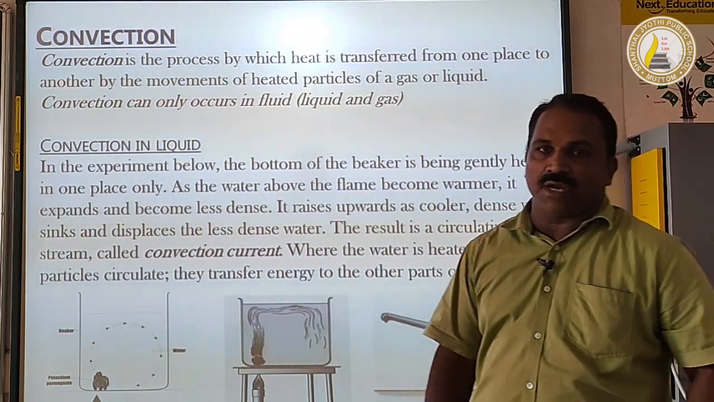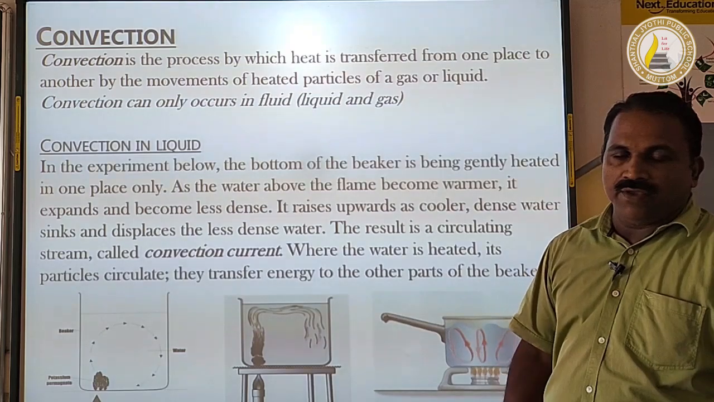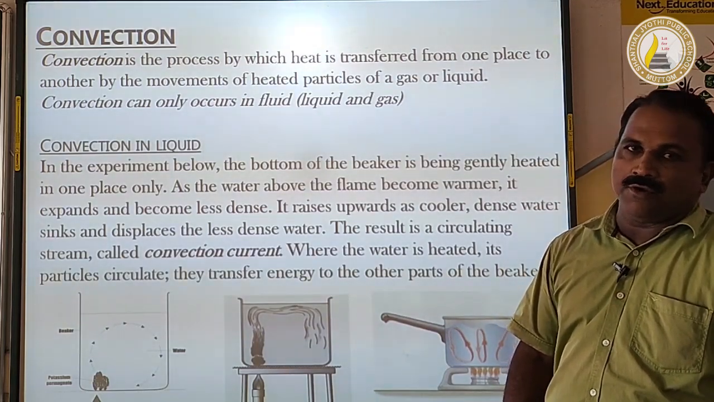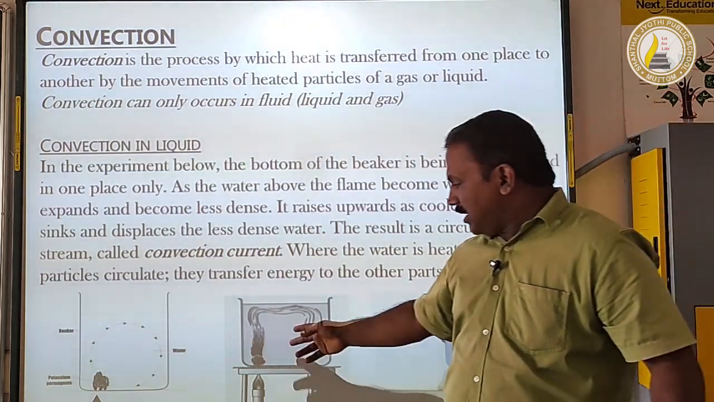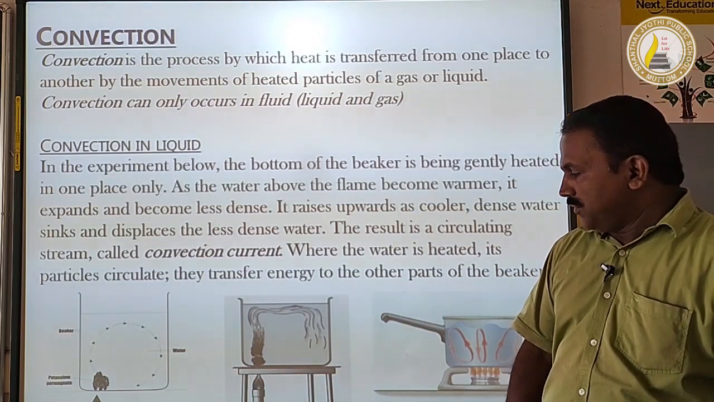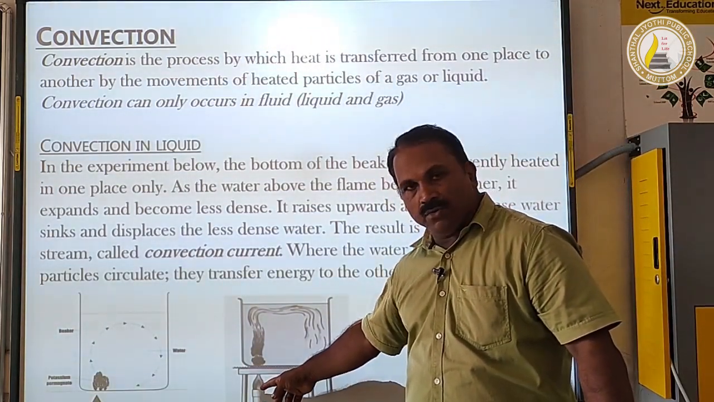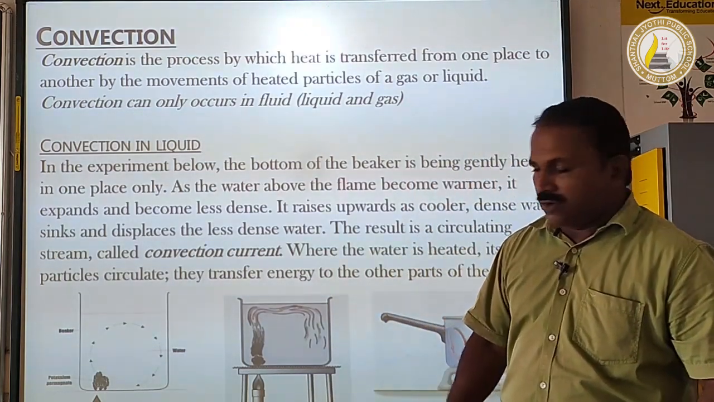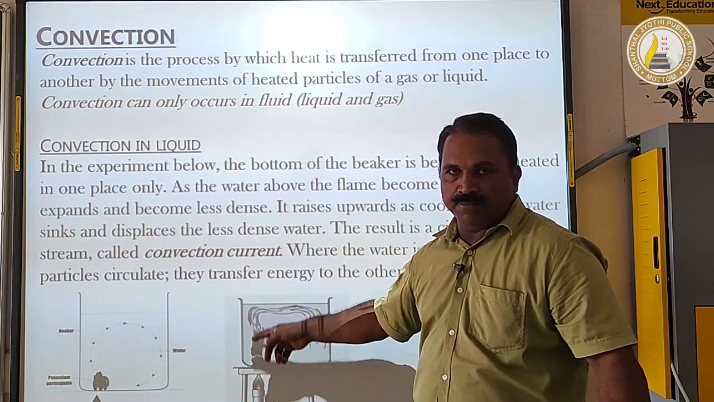Because of this color, otherwise clear water means no color, we cannot see the movement of the convection current taking place. Convection current takes place when we heat a liquid or gas. So, we use one potassium permanganate crystal, then we have to heat it slowly. What will happen is the heated molecules rise.